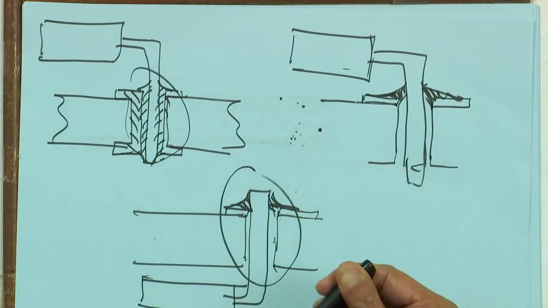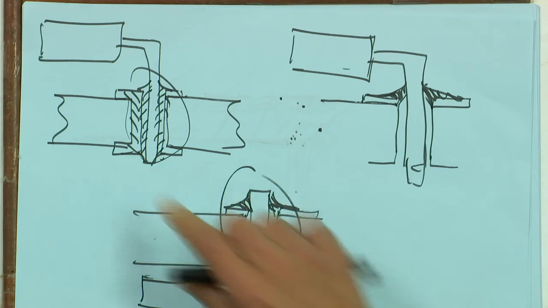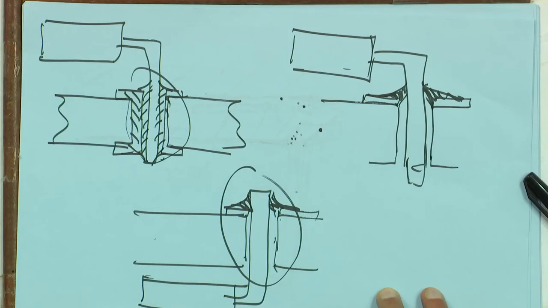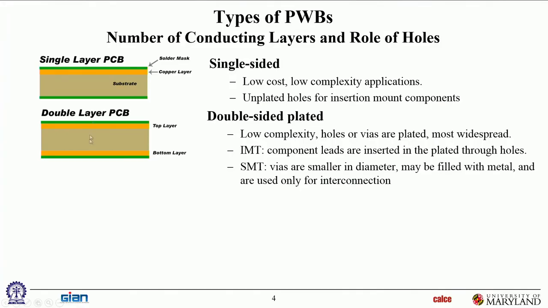And for low cost applications, that's OK. But for more high rel, harsh environment applications, we have to go to the plated holes. So for that, you require double-sided, at least double-layered, double-sided PWBs. And there, the drilled holes are plated all the way through, typically. And insertion mount components are inserted into those plated through holes. And SMT components, surface mount components, would still sit on copper pads that are on the surface. For that, you would pattern the pads out of this copper that's on the surfaces, and you would mount the components on those pads.